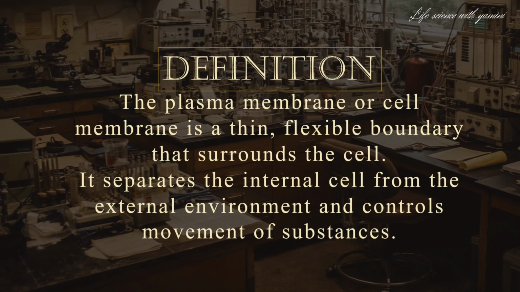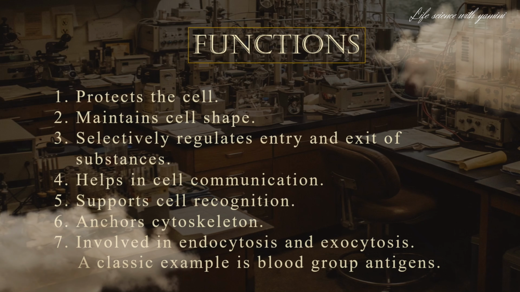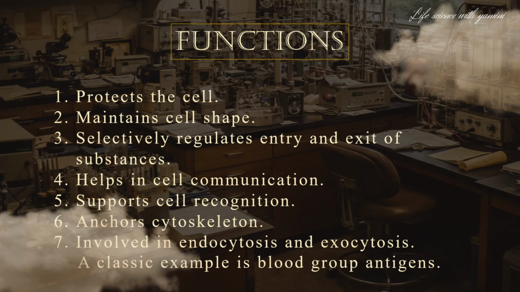Definition: the plasma membrane or cell membrane is a thin, flexible boundary that surrounds the cell. It separates the internal cell from the external environment and controls movement of substances. The major functions of this membrane are to protect the cell, maintain the cell shape, selectively regulate entry and exit of substances, help in cell communication, support cell regulation, anchor the cytoskeleton, and be involved in endocytosis and exocytosis.